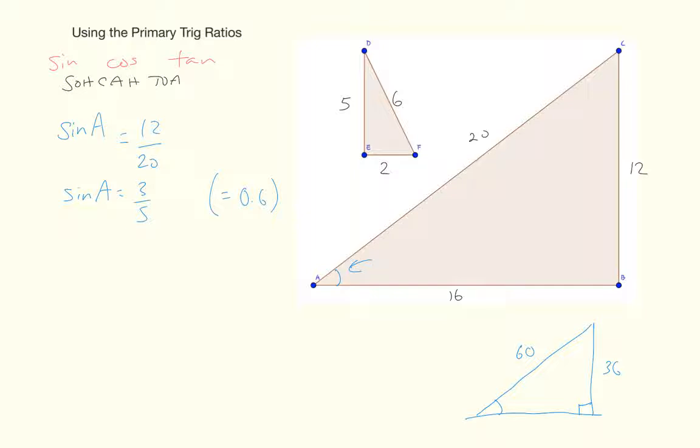Okay, so calculating is not too bad. If I asked you, for example, what is cos of F? Here's angle F over here. What is cos of F? Well, cos is adjacent over hypotenuse, right? So the adjacent from F is the one next to it. There it is, it's 2. The hypotenuse in this case is 6. So in lowest terms, cos F equals 1 over 3, or of course approximately 0.33.